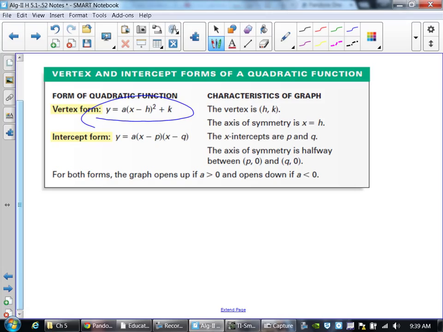Thank you. They're both very, very easy to graph out of. They're very simple to understand. The axis of symmetry is just your value of h.